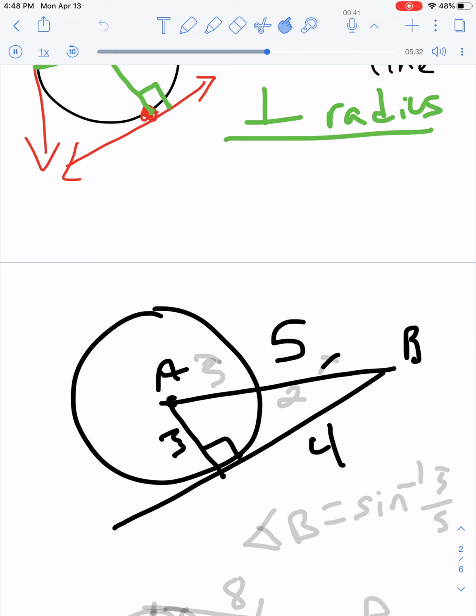What would this little piece out here be? Well, all radii are equal, so if this radius is 3, this radius here would be 3. The whole thing is 5, so this piece on the outside would have to be a 2. Then let's say we want to find angle B.